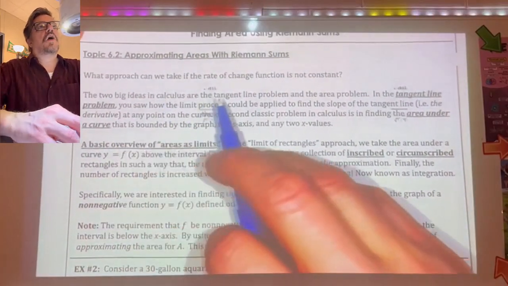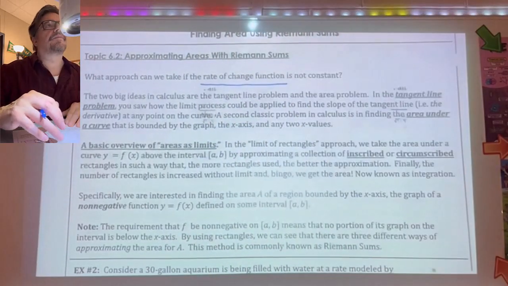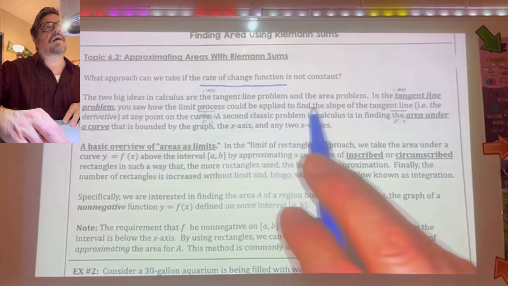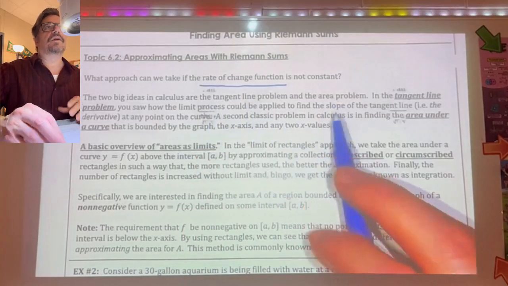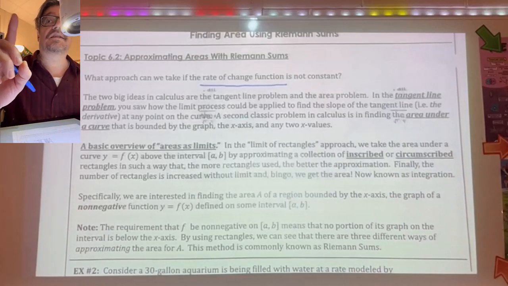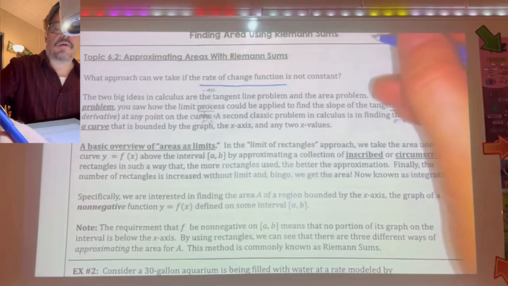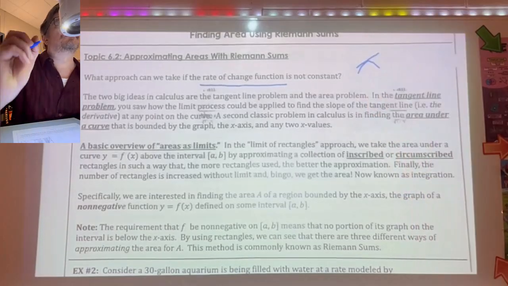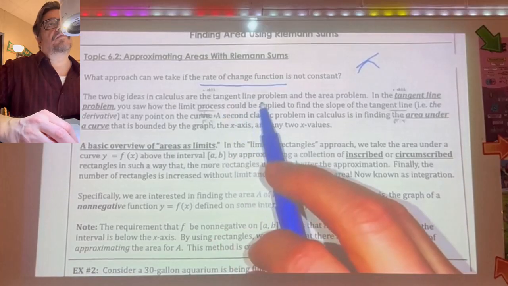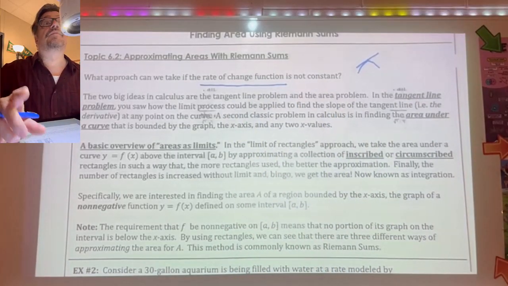So, here's kind of the punchline. What we can do is if we have a rate of change function, if you guys would underline that, there are two big ideas in calculus: the tangent line problem and the area problem. And what's so amazing is that these guys are related. What you guys just saw was an example of the area problem. The tangent line problem is when we were doing this, and we did that for months and months. The area problem is what we just did.